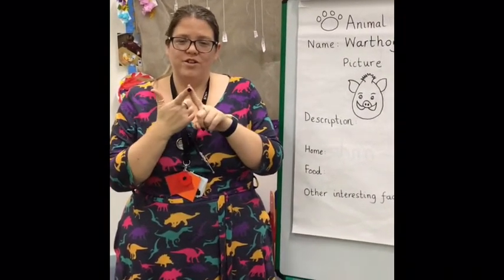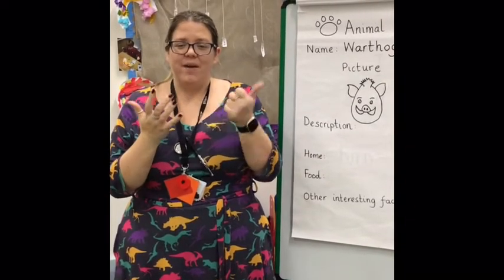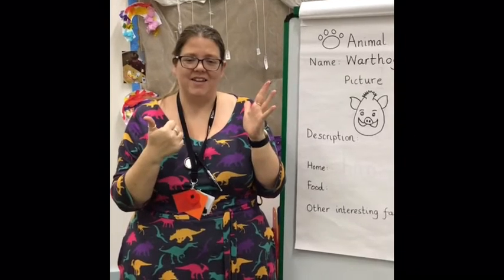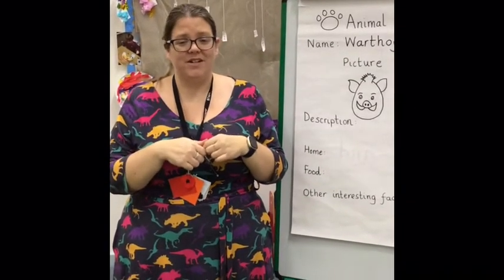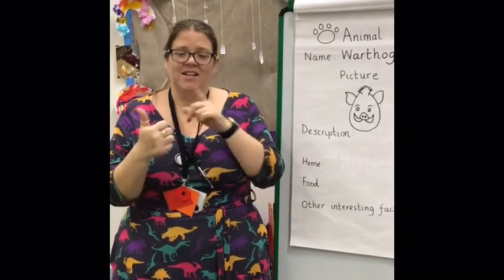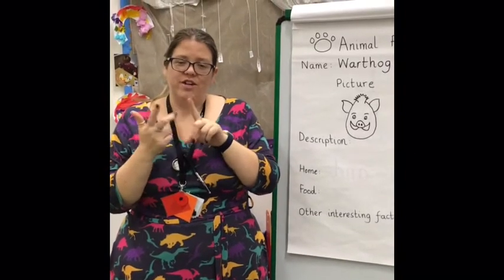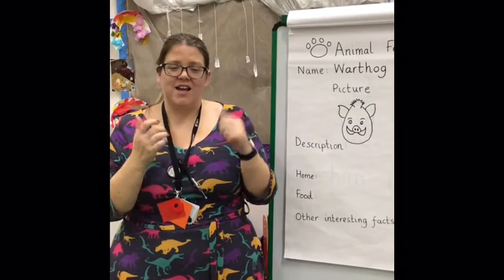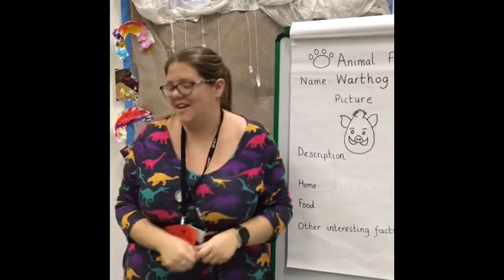So I'm going to write, a warthog looks like a pig with big tusks and hair. So I've got 11 words in my sentence. Should we say it again? A warthog looks like a pig with big tusks and hair. Okay, let's get ready for writing.